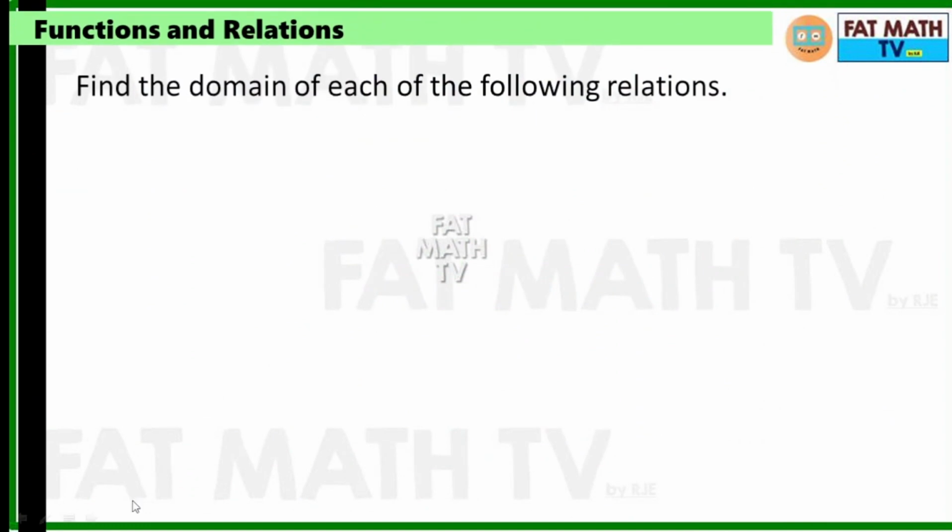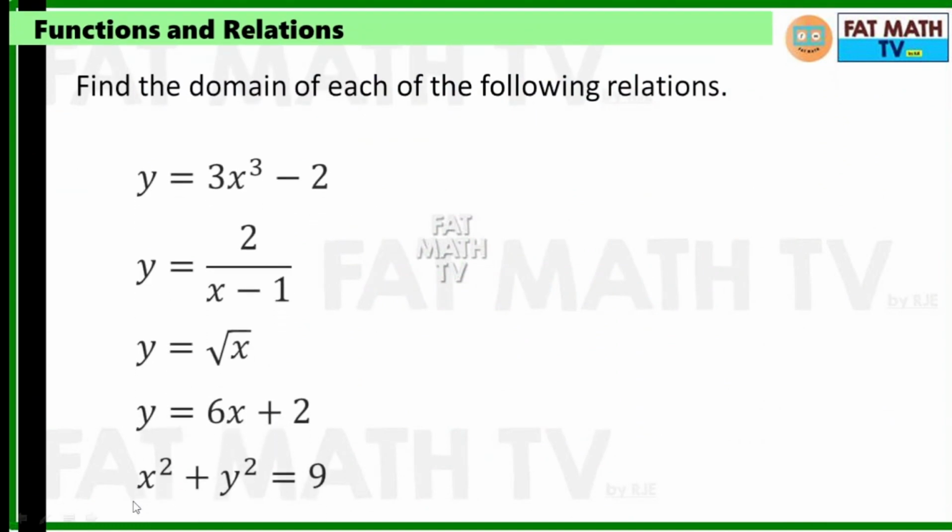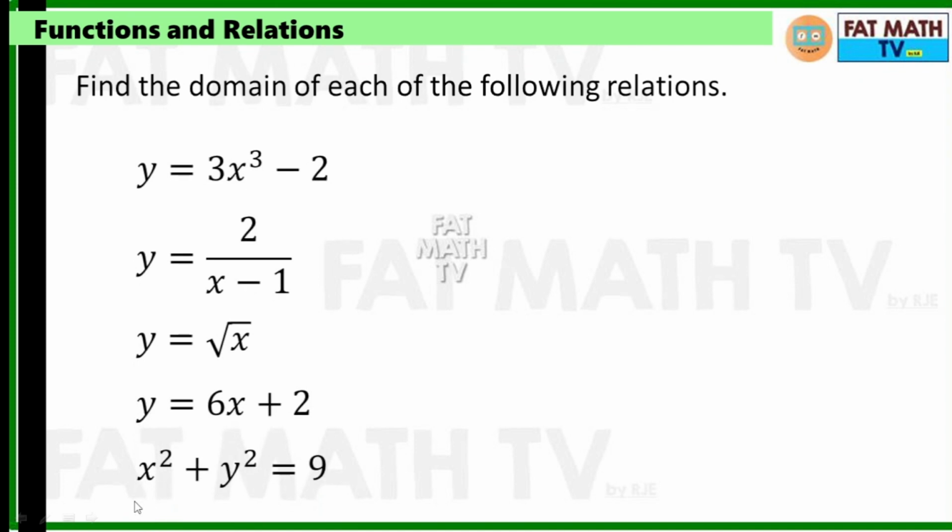So find the domain of the following relations. Here you have y equals 3x cubed minus 2. That's a polynomial function of degree 3. And then number 2, we have here a rational function, 2 over x minus 1. So you should identify the value of x that will make the denominator 0, and you don't include that in the domain. And then for this one, you should make sure that the inside of the square root symbol is greater than or equal to 0. This is a linear function. This is a circle.